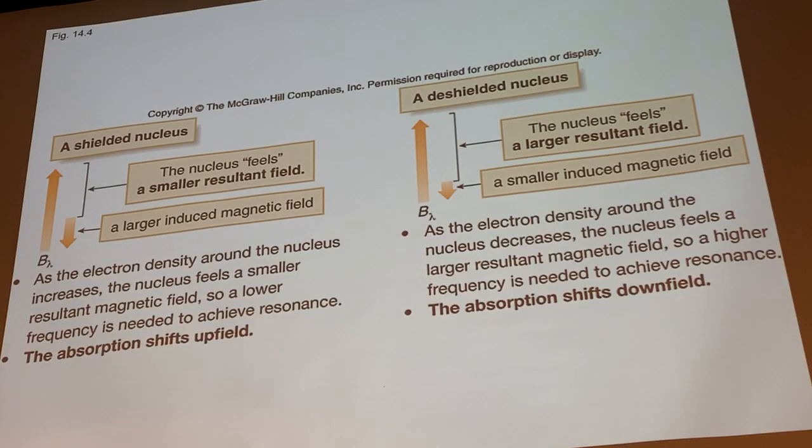De-shielding is the opposite of shielding. If we have electron withdrawing groups, electronegative heteroatoms nearby, those will decrease the electron density of the protons in that vicinity, so you have a smaller induced magnetic field. The protons are feeling a larger amount of the applied field, and therefore higher frequency radiation is required to cause those hydrogens to undergo spin flipping.